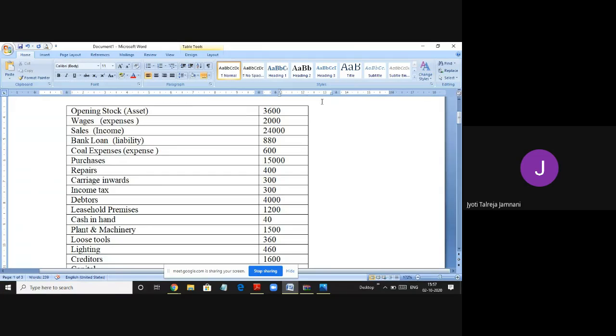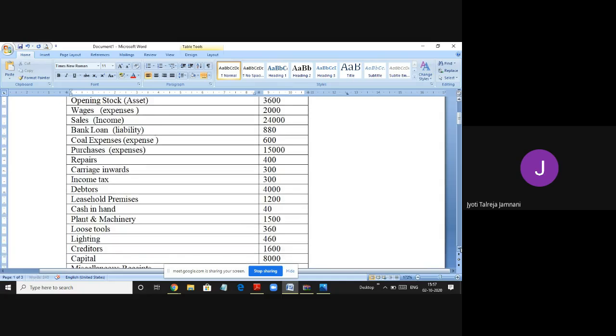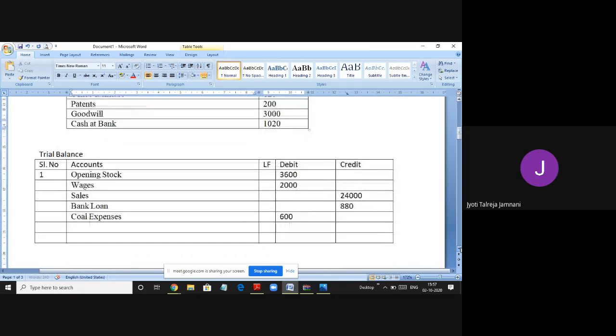The next one is purchases. What to do with purchases? Those are also your expenses. You're spending money, or you can also call it an asset because you will purchase goods. So those remain as your assets. So whether you treat it as asset or expense, it will be on the debit side. So purchases 15,000 on the debit side.